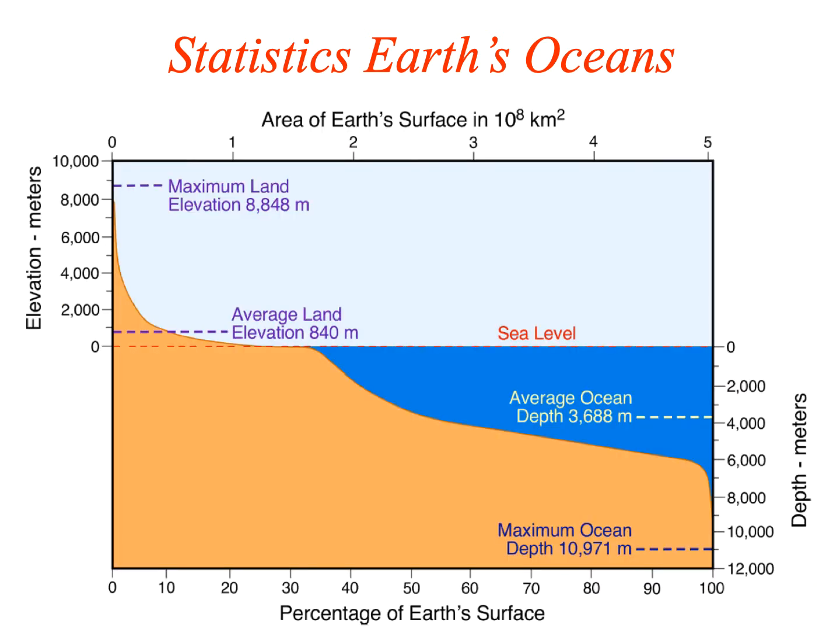The following graphic displays the relative portions of ocean and land and their average elevation. So the average elevation of land is about 840 meters. Maximum elevation is 8,848 meters. The average depth of the ocean is 3,688 meters. And the maximum ocean depth in one of the trenches is 10,971 meters.